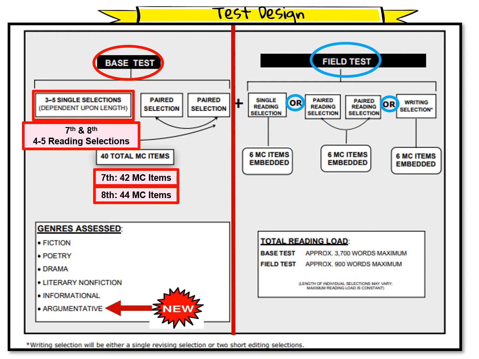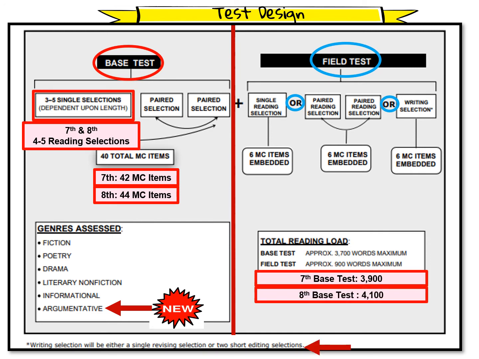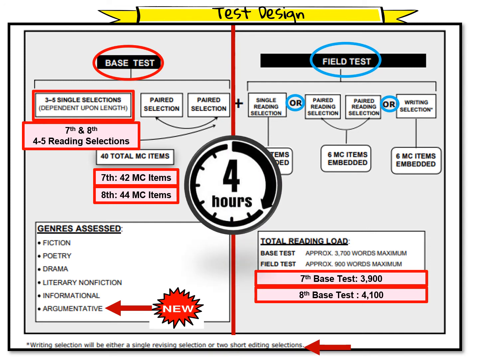The last thing that you will see here is the total reading load. When it comes down to 6th grade, the base test is 3,700 words maximum. 7th grade test is 3,900 words maximum. 8th grade is 4,100 words. The last thing I wanted to mention here is that students will continue to have 4 hours to finish the test, just as in previous years.